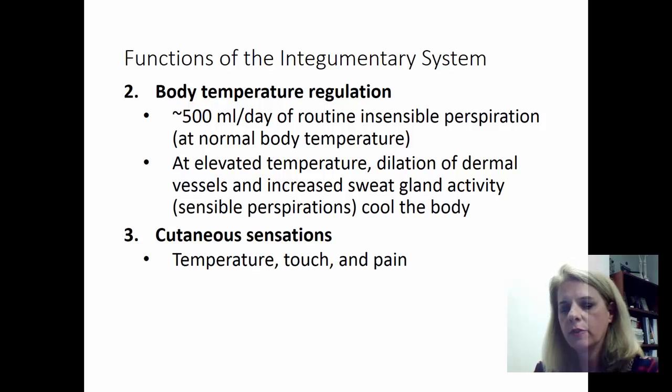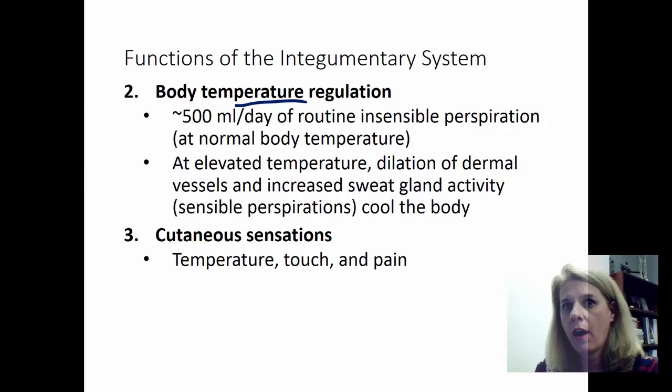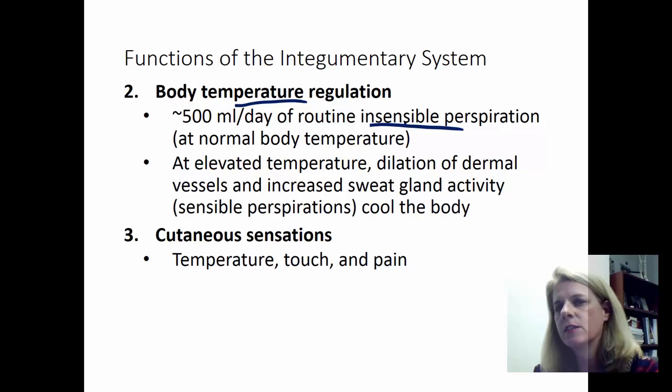The skin also helps you regulate your body temperature. And so we know that when you're hot, you sweat. And as you sweat, that allows the heat to be radiated away. And so every day you're going to lose about a half a liter of water just because you're constantly sweating. You just don't even notice it. And so at normal body temperature, it's called insensible perspiration.